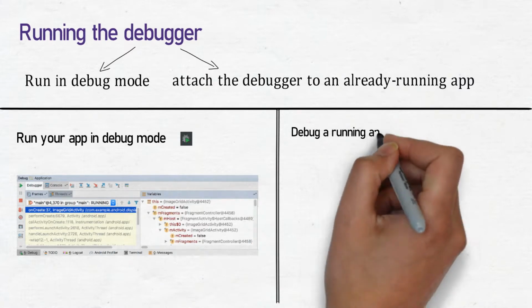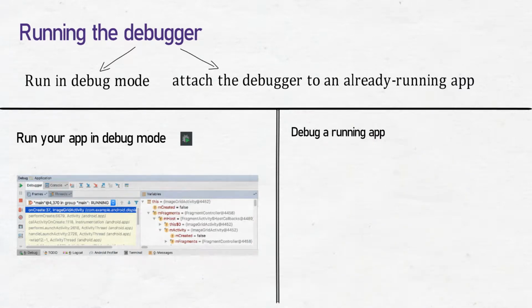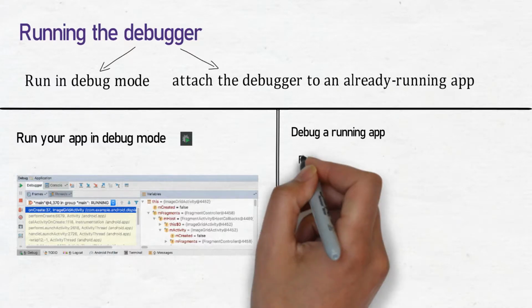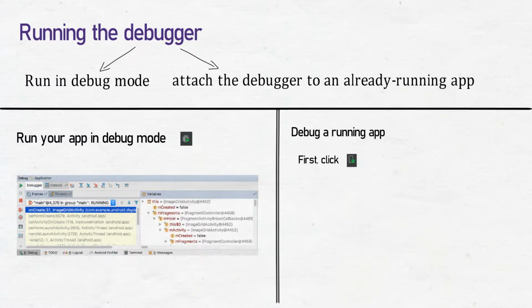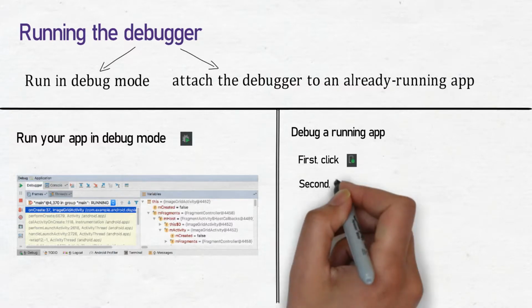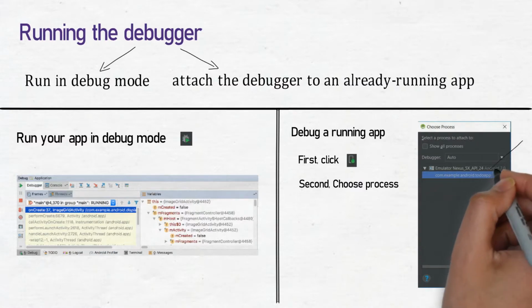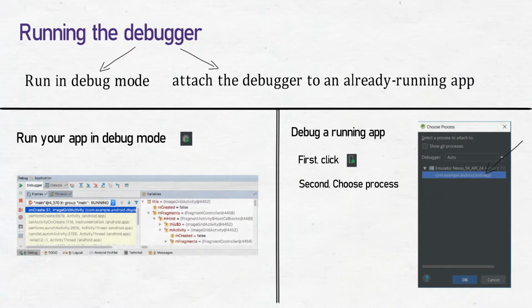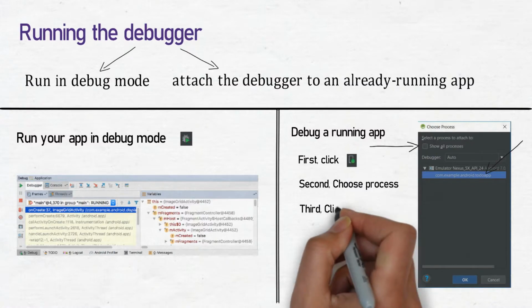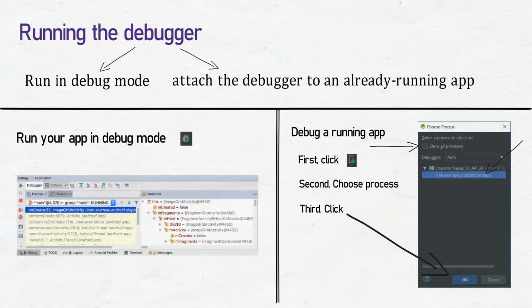If your app is already running on a device or emulator, start debugging that app with these steps. First, select Run, Attach debugger to Android process or click the attach icon in the toolbar. Second, in the Choose Process dialog, select the process to which you want to attach the debugger. By default, the debugger shows the device and app process for the current project, as well as any connected hardware devices or virtual devices on your computer. Select Show All Processes to show all processes on all devices. Third, click OK. The debug window appears as before.